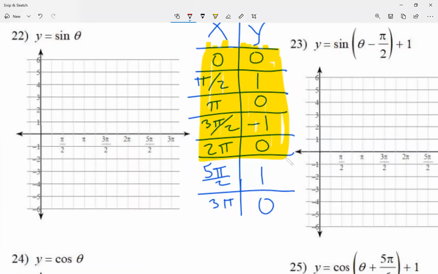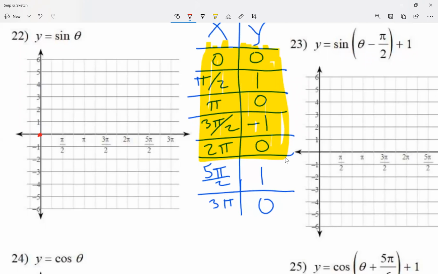Let me plot them in. Let me use red so we can see them better. So I have 0, 0. I have pi over 2, 1. I have pi, 0. 3 pi over 2, -1. 2 pi, 0. 5 pi over 2, 1. And then 3 pi, 0. I have those points, and if I was to connect them, this is how sine would look, okay?